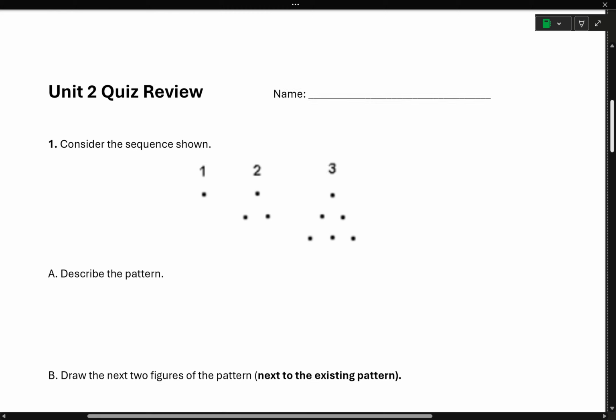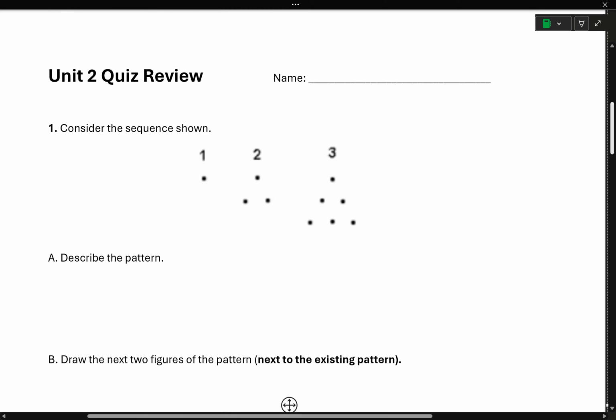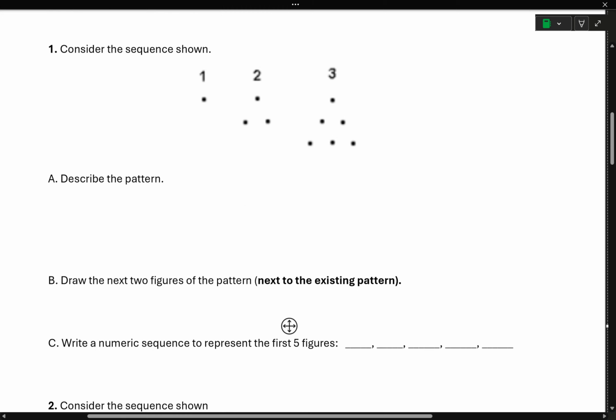Let's get started. In number 1, what I'd like you to do is to consider the sequence shown. Take a moment to do that, and then we'll describe the pattern. Now, what I notice about this sequence is that each sequence is getting a new row, and that row is one larger than the one before. Let's write that down.